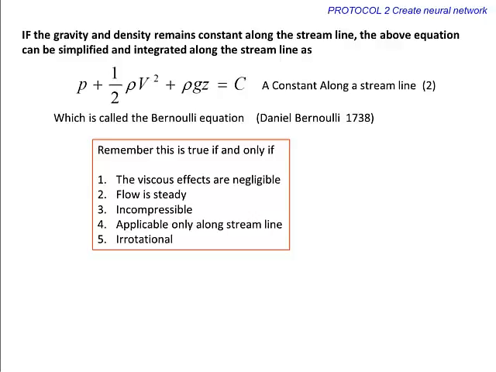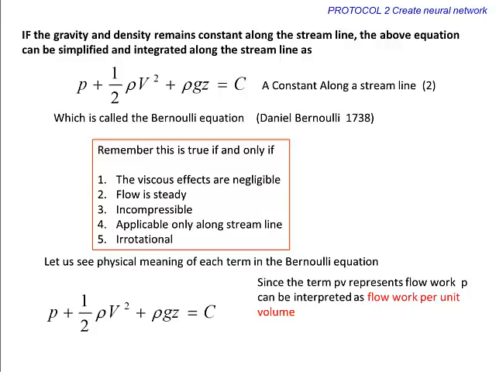Physically, each term in equation 2 represents various energy terms. The physical meaning of this equation is that the sum of flow work, kinetic energy and potential energy per unit volume of fluid is constant along the streamline. In summary, this equation stands for conservation of mechanical energy for a steady, inviscid flow along a streamline.